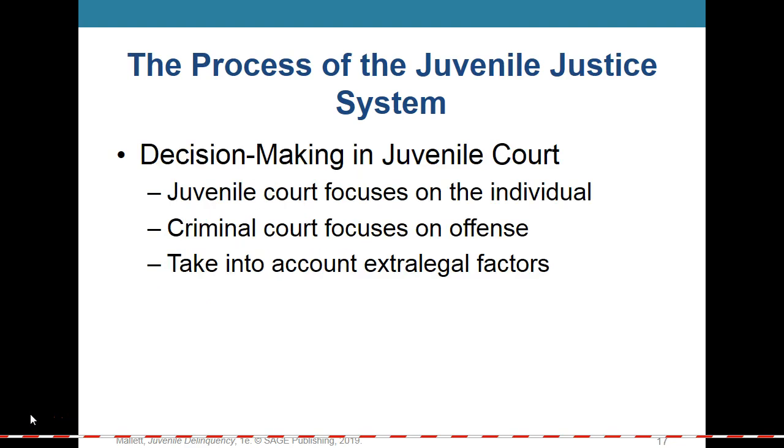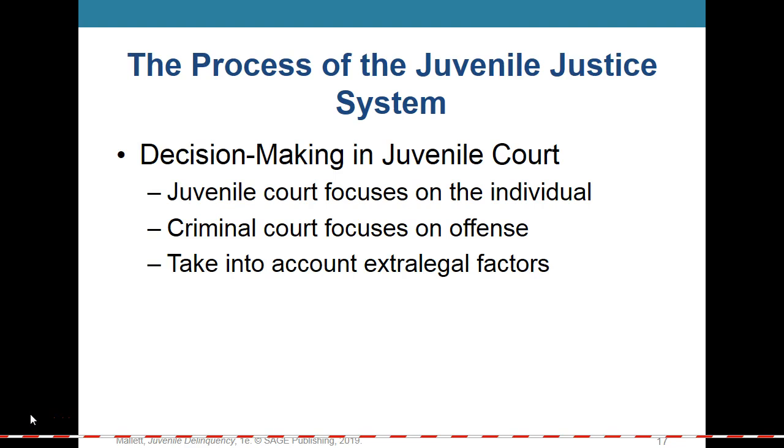Decision making in juvenile court: there are major differences between the juvenile and an adult court. Juvenile court traditionally focuses on an individual offender to determine individualized intervention that focuses on rehabilitation and treatment. The adult court, in contrast, focuses on the seriousness of the offense committed. The juvenile justice system is expected to take into account both extra-legal and legal factors in deciding what is best for the juvenile.